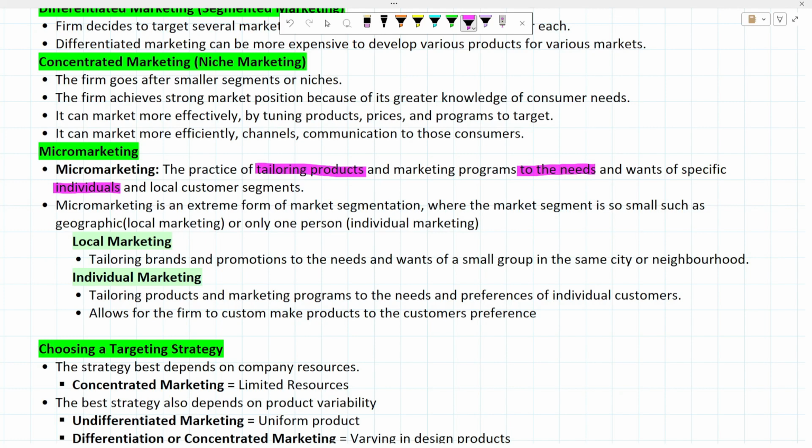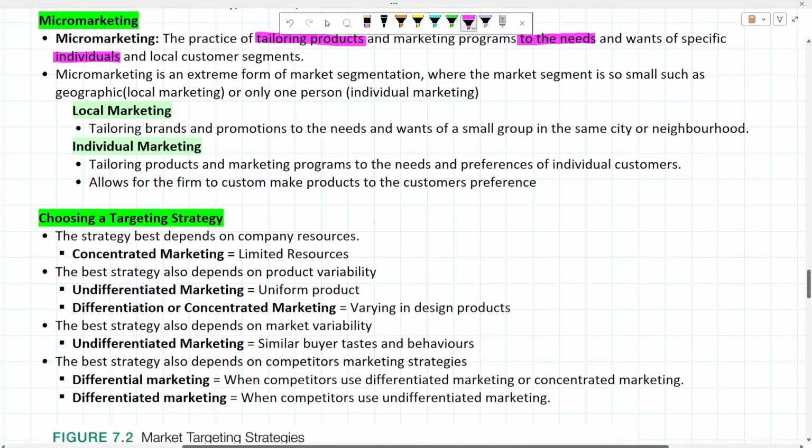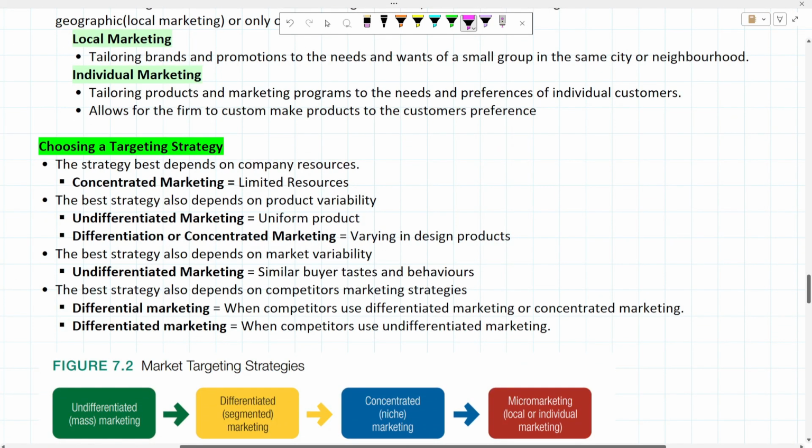Local marketing means tailoring brands and promotions to the needs and wants of a small group in the same city or neighborhood. Individual marketing is tailoring products and marketing programs to the needs and preferences of individual customers. This allows the firm to custom make products to the customer's preference. An example of this could be shoes, where you can customize your own shoes with the shoe size, maybe the colors that you want on those shoes. And yeah.